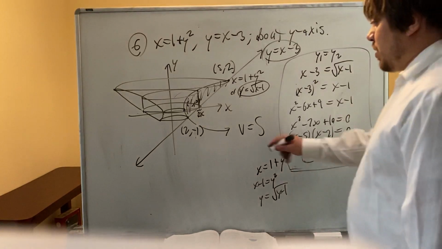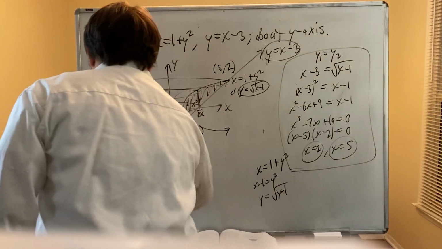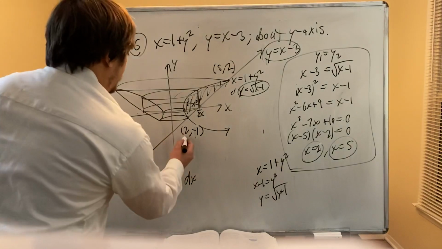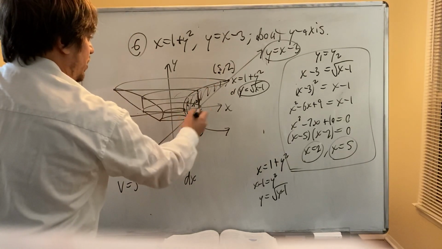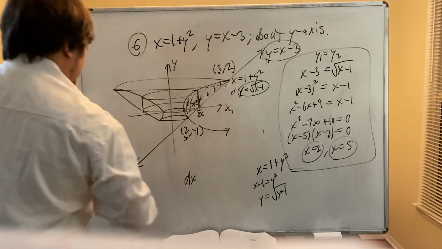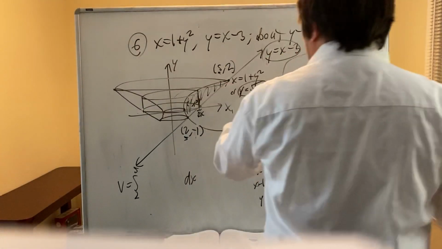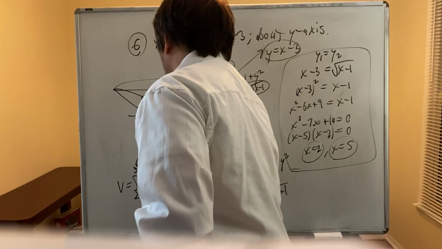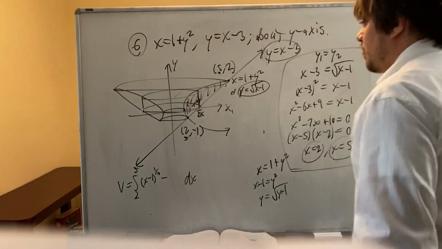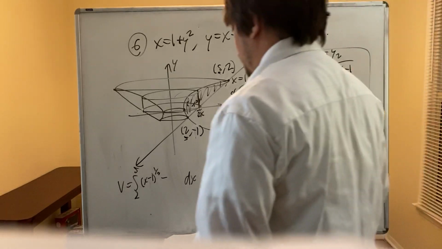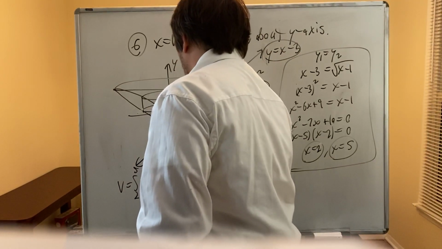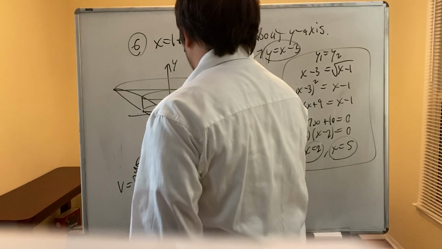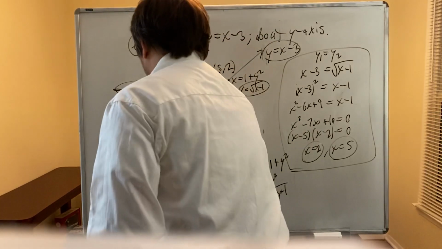Right, so our definite integral, capital V, is with respect to x, and so the x values range from 2 to 5. It's the integral from 2 to 5 of the top function, which is the square root of x minus 1, or x minus 1 to the 1/2, minus the bottom function, which is x minus 3. Okay, so it's the top function minus the bottom function. That's the height.